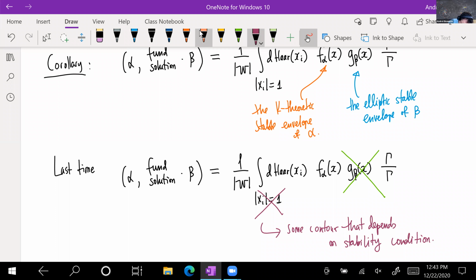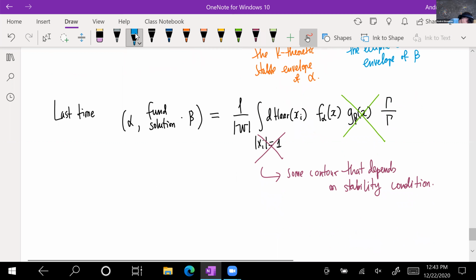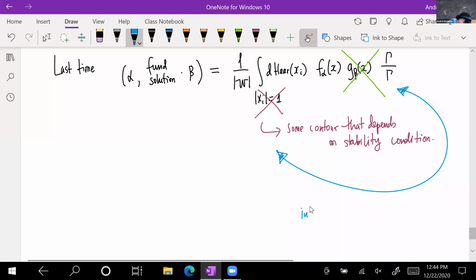So this object here, the first thing I want to claim is these two objects here are interchangeable. In other words, difference equation.